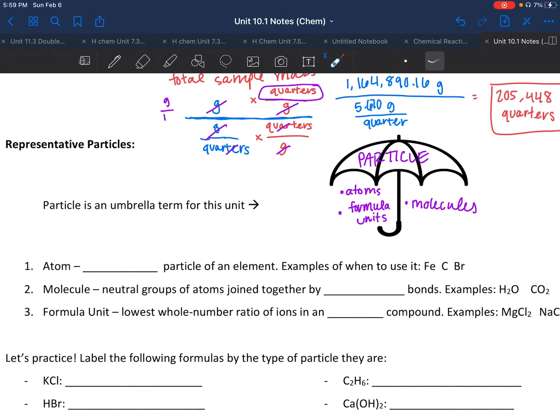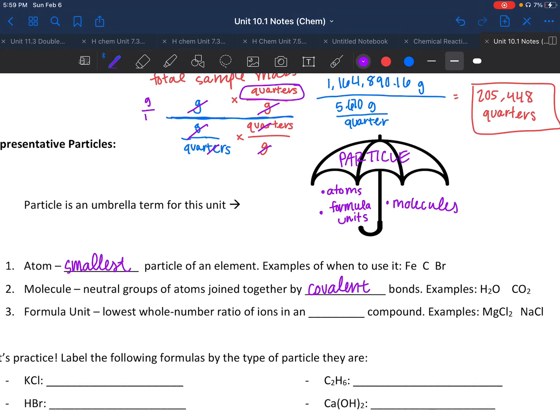It should be pretty easy to identify when you have an atom, right? It's just the smallest particle of an element. So if you see something like iron, carbon, or bromine, those are easily identified as atoms. Now, molecules: it's actually not proper to use that term for every single type of bonding. This is specifically for our covalent bonds, all right? So how do we know if we have a molecule? Well, you just look for two nonmetals, right? So this is when we have nonmetals bonded to nonmetals. Those are going to be our molecules.